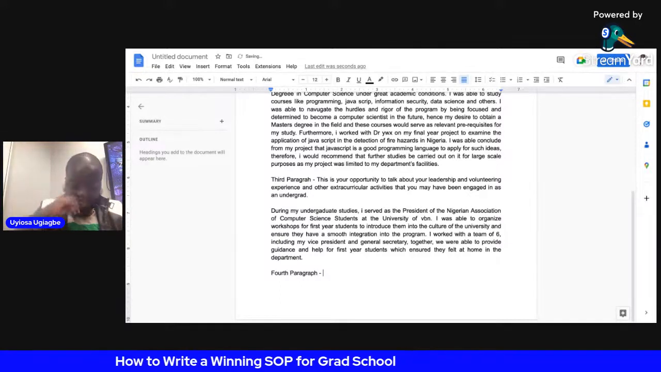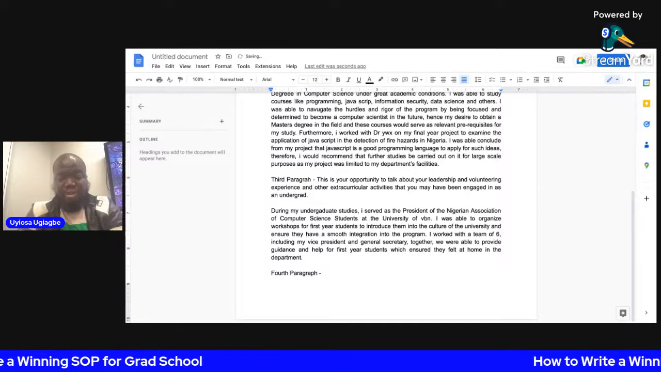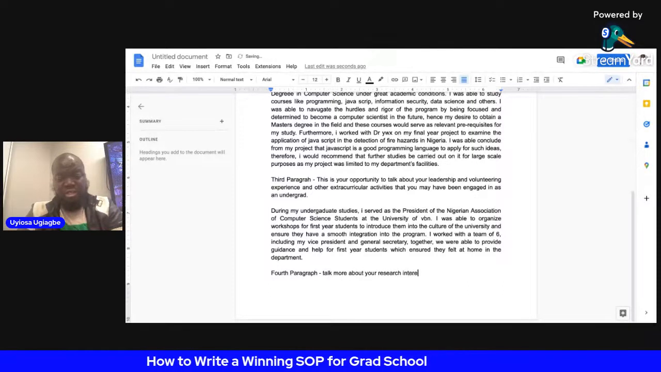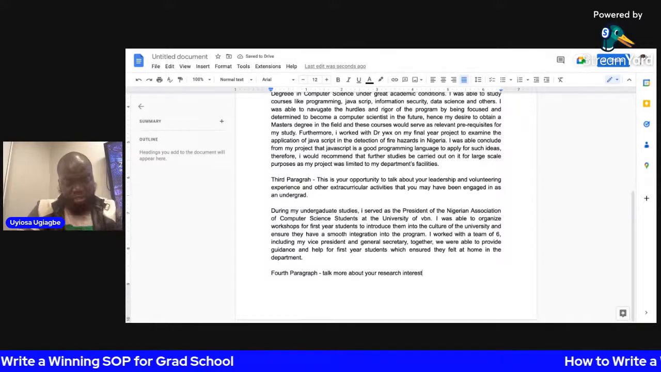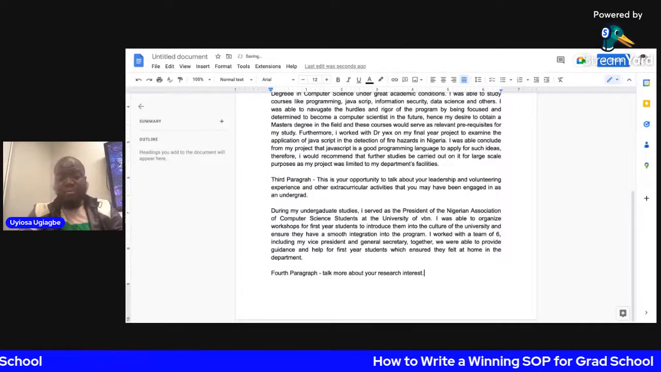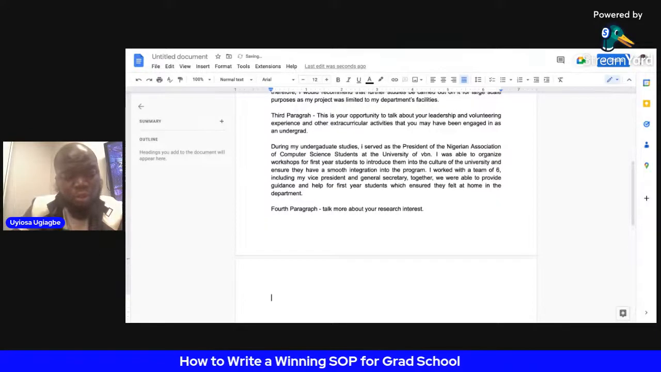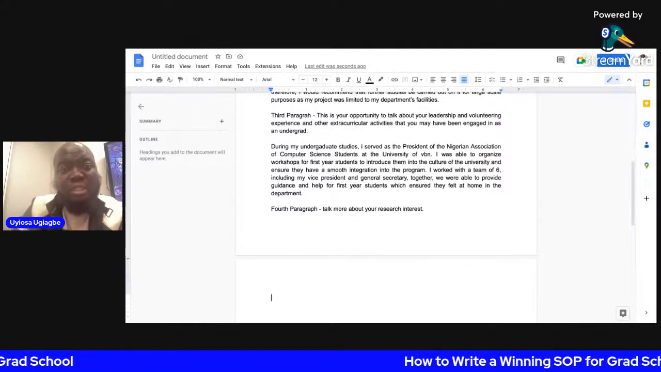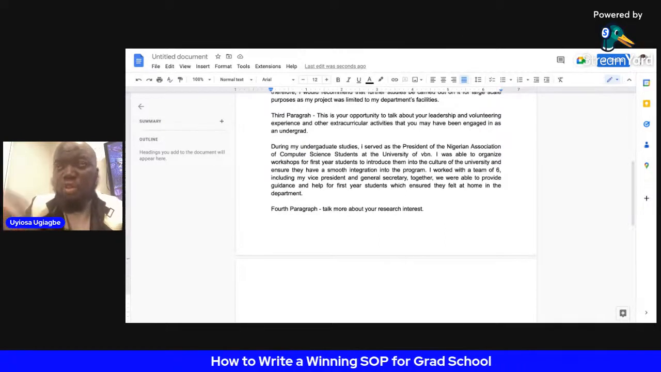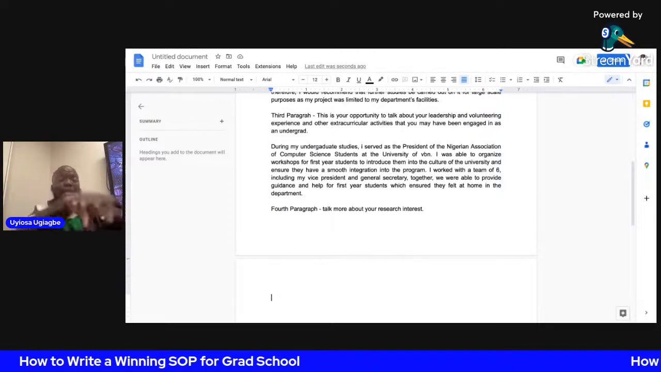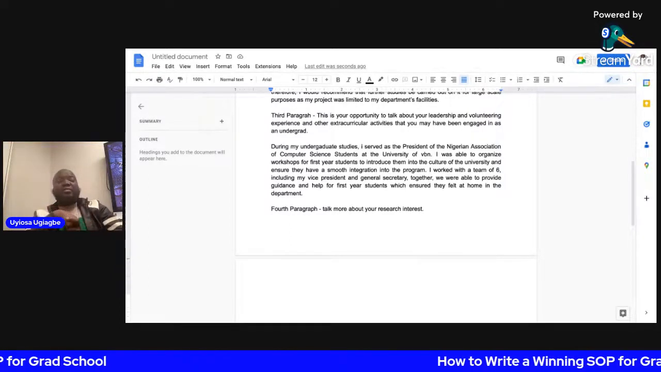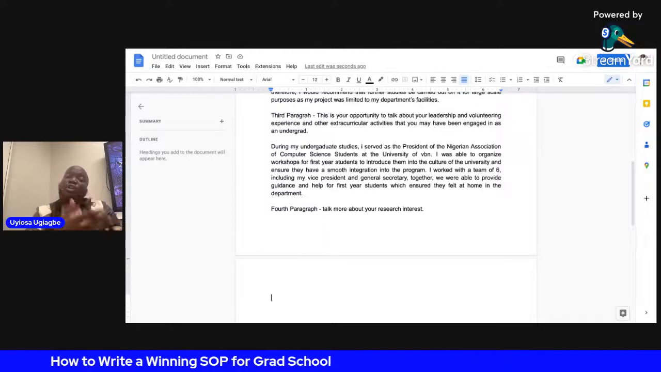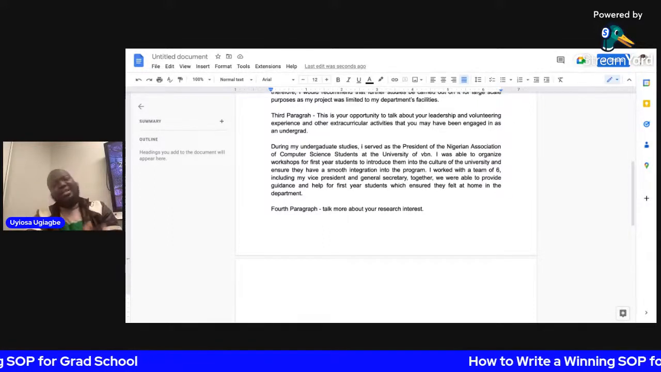That's just it. Okay. So the fourth paragraph can talk more about your research interests. Here you want to talk about your research interest in alignment to faculty members in the department, because it's of no use if you want to study data science in computer science, for instance, and there are no professors in the faculty that have a similar interest as you. They will not admit you, not because you are not good, but because they cannot meet your need. That's how it works.